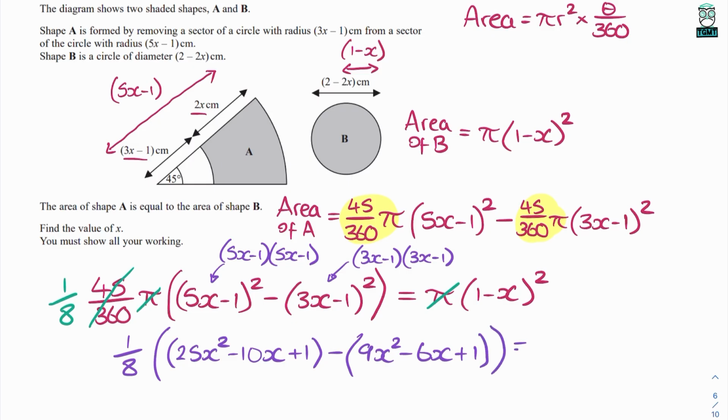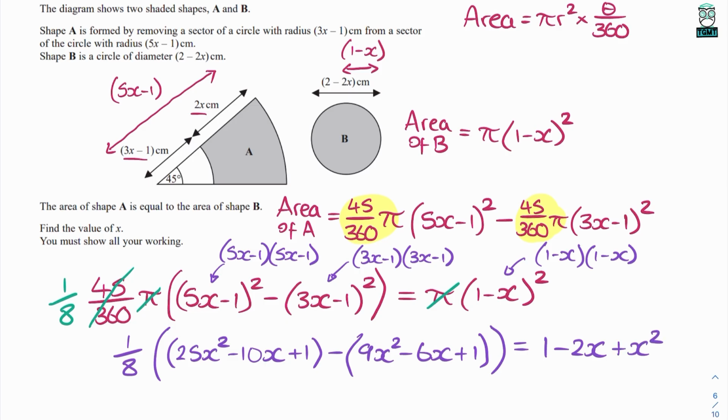We now have the right hand side to expand. So 1 minus x, 1 minus x. Probably not one that I'd advise doing in your head because we've got that negative x in there. So 1 times 1 is 1. 1 times negative x is negative x. We've got two of those, so minus 2x. And then negative x times negative x will give us plus x squared.